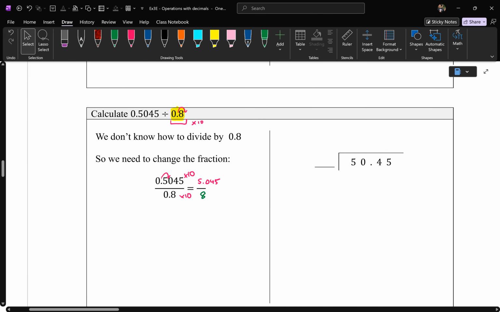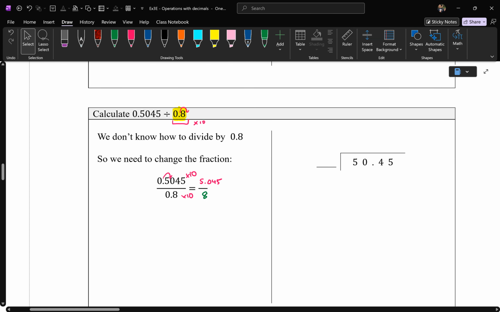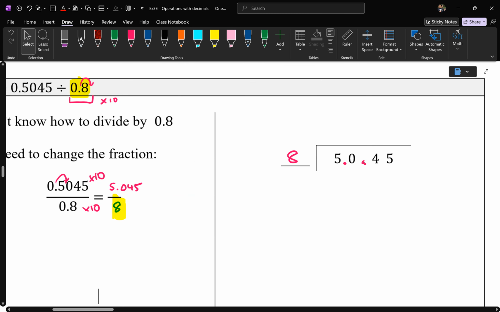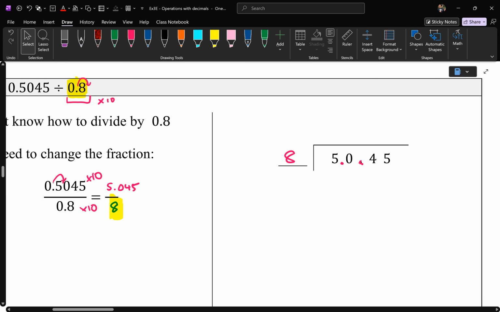This fraction is actually the same as this fraction. That means if I asked you to work out, oh yeah, I must have done this wrong. The decimal point should be over here. Fix that decimal point, it should be over here, 5.045. Cross this decimal off. I'm asking how many 8s fit into 5.045. This one we can do because we can divide by 8s.